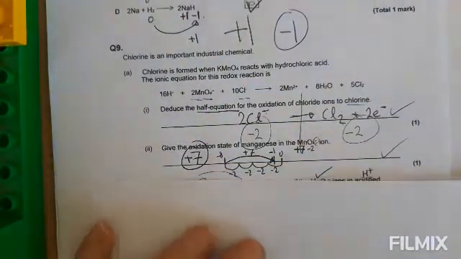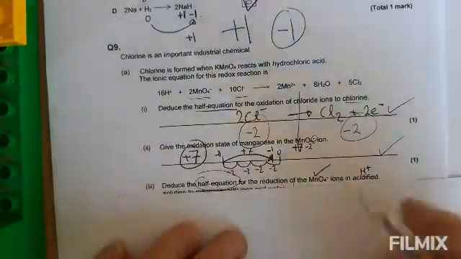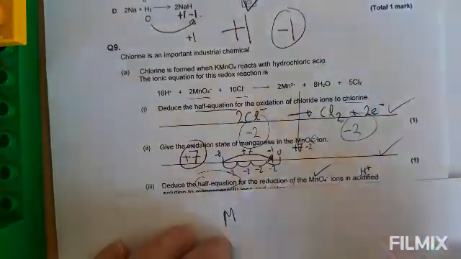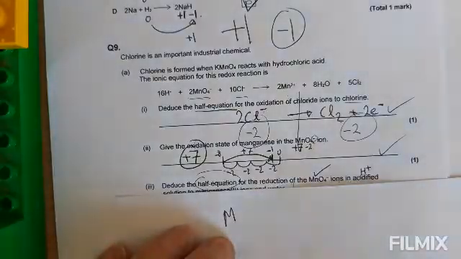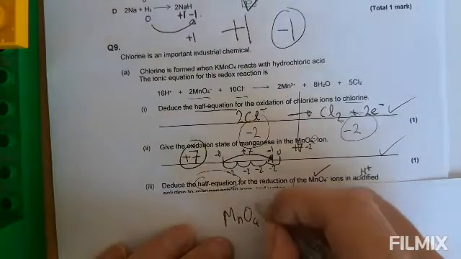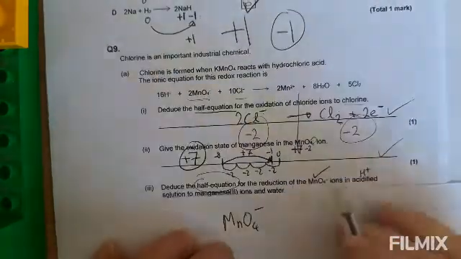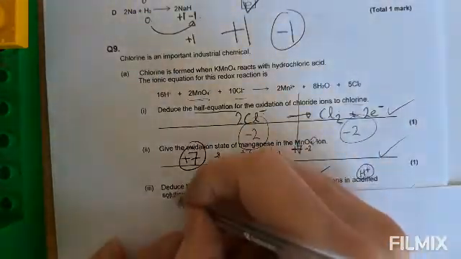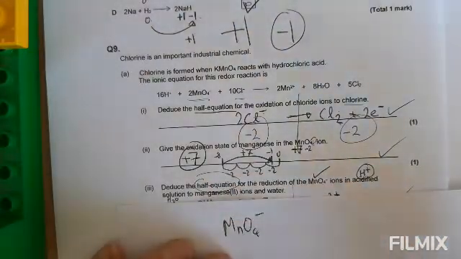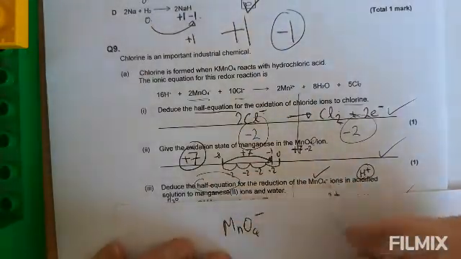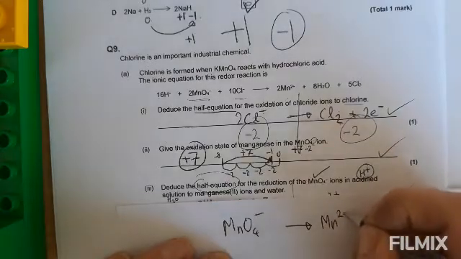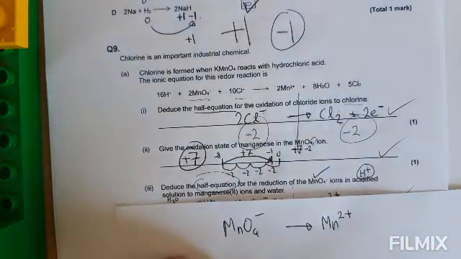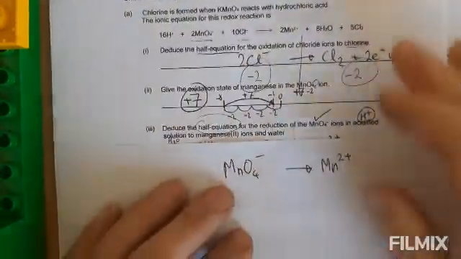Next question, deduce the half equation for the reduction of the MnO4-. So I've ticked this here because step 1 is write down any known reactants or products. It tells me the MnO4- in acidified solution. Acidified solution just means H plus and H2O. The MnO4- into manganese 2 ions. A manganese 2 ion is Mn2+. So that was step 1, writing down any known reactants or products.